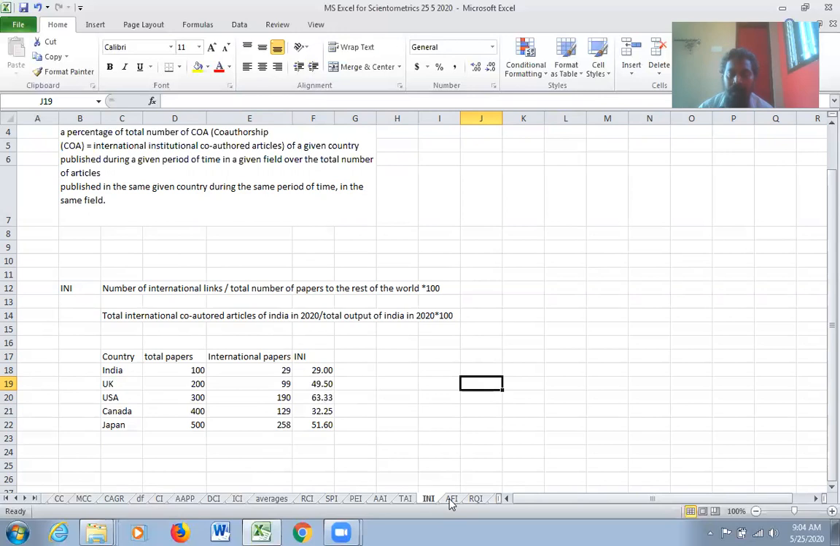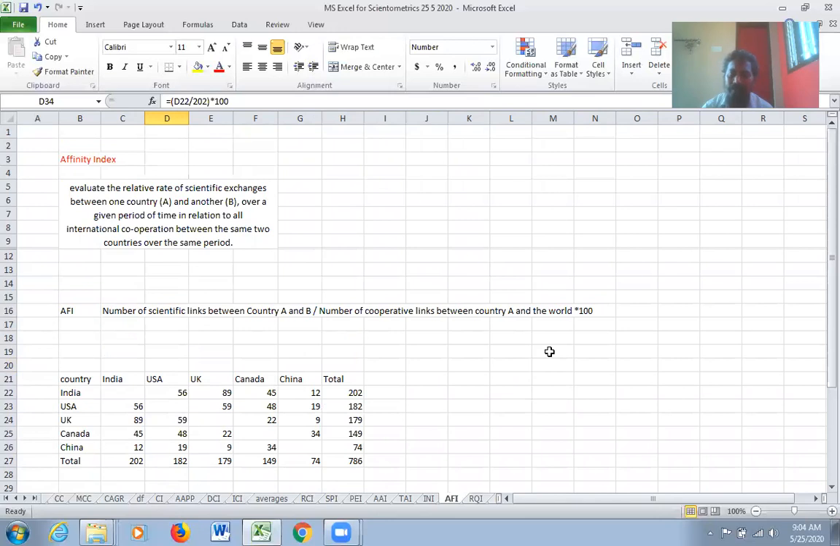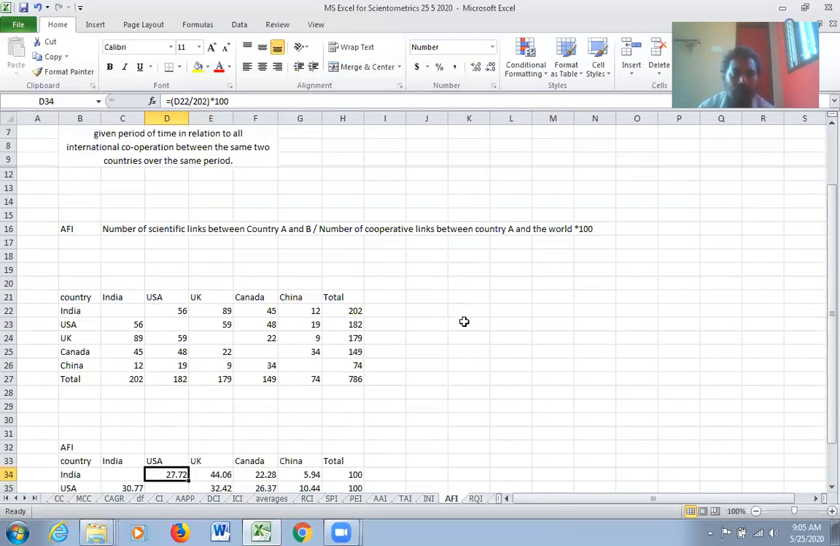Let me go to the next one, the affinity index. It tells you the affinity between countries. So what is the affinity between my country, India, and USA, India and UK, India and Canada, India and China, in respect of publications in a chosen field? If you take a particular field of study, how many papers are contributed by India, joining hands with UK, USA, Canada, Sri Lanka? So, to what extent is there an affinity between the countries in terms of publications? The affinity index is very simple to calculate.